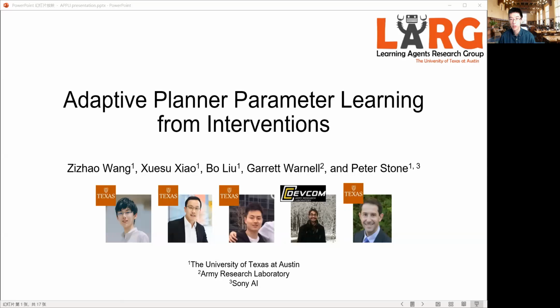Hello everyone, today I'm going to present our work, Adaptive Planner Parameter Learning from Interventions. This work is accomplished by me and my great collaborators, Xuesu Xiao, Bo Liu, Gertrude Wonnell, and Peter Stone. We are from the Learning Agents Research Group at the University of Texas at Austin.